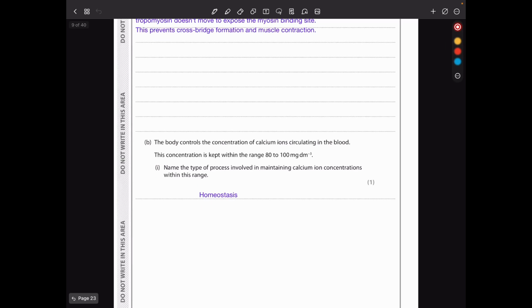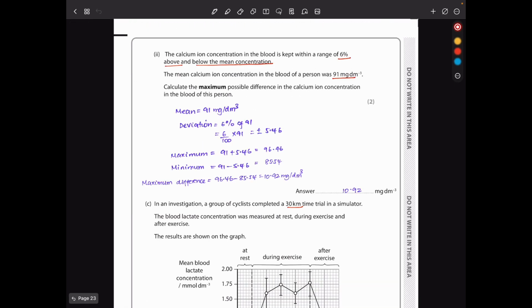Then they say the body controls the concentration of calcium ions circulating in the blood. This concentration is kept within the range 80 to 100 milligrams per decimeter cubed. Name the type of process involved in maintaining calcium ion concentration within this range. This process is homeostasis.